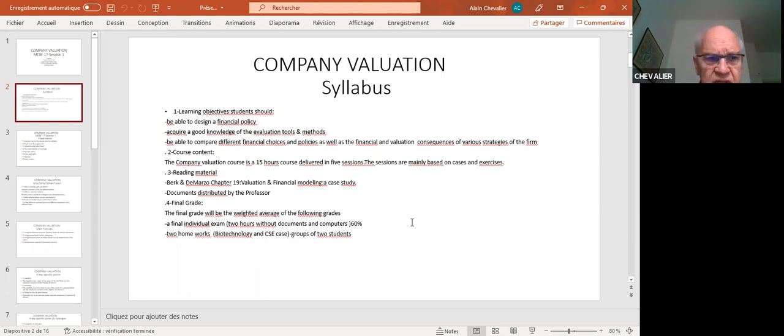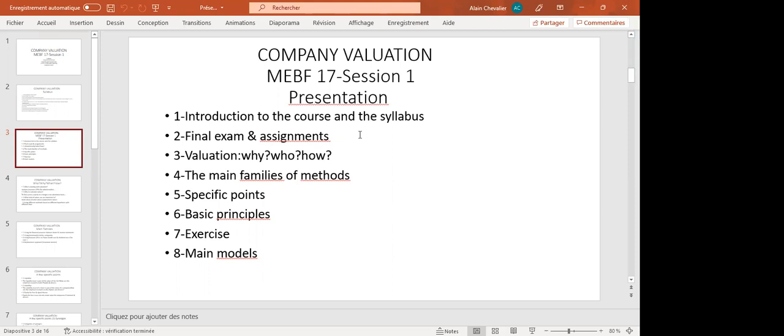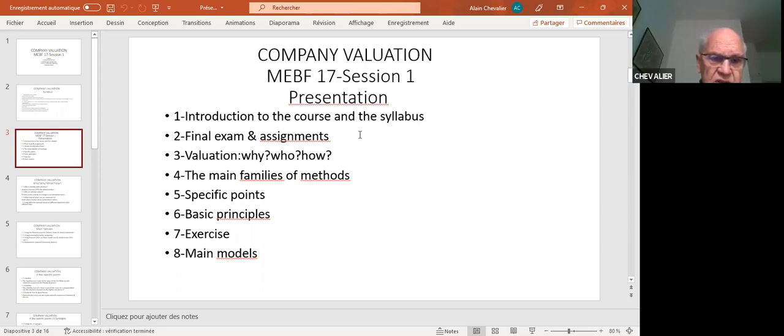And I think that now we can start with the presentation of the topics today. Point 1, introduction to the course and the syllabus, is just what we did. Point 2, a few words on the final exam and assignments. I will come back anyway on that. Third point, evaluation: why, who, and how. Point 4, the main families of methods. Point 5, specific points. Point 6, basic principles and exercise. Point 7, the main models. That's enough for today.